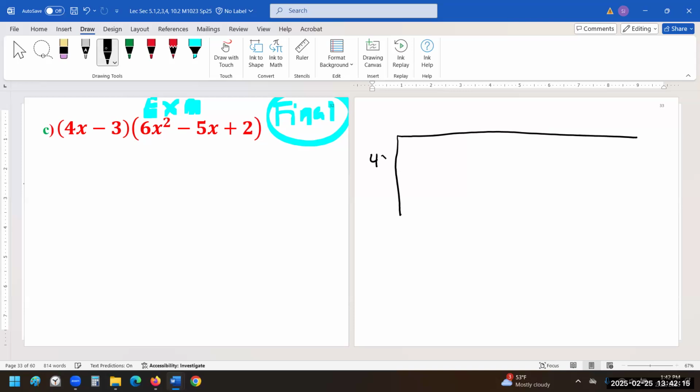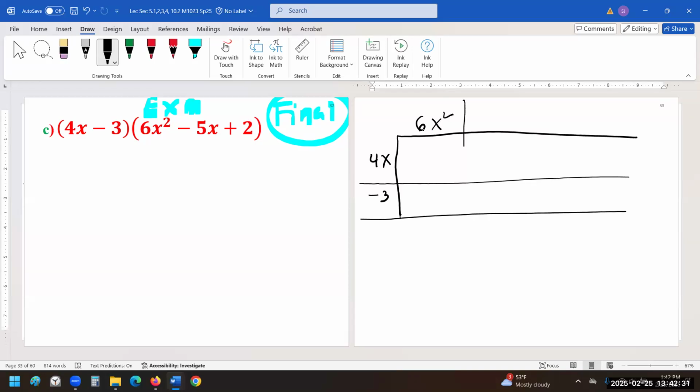We have 4x and minus 3. This goes somewhere, either on the left or on the top, it doesn't matter. And then we have 6x squared. So that goes on the top. Then we have minus 5x. And then lastly, we have plus 2. And now all you have to do is multiply them and combine them.